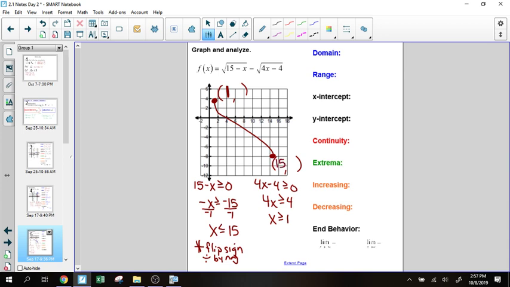Farthest left would be 1, farthest right would be 15. Make sure you write it in the order of small number, comma, big number. And it is an or equal to, so we do use brackets on each side of those. So it can equal 1 and it can equal 15.